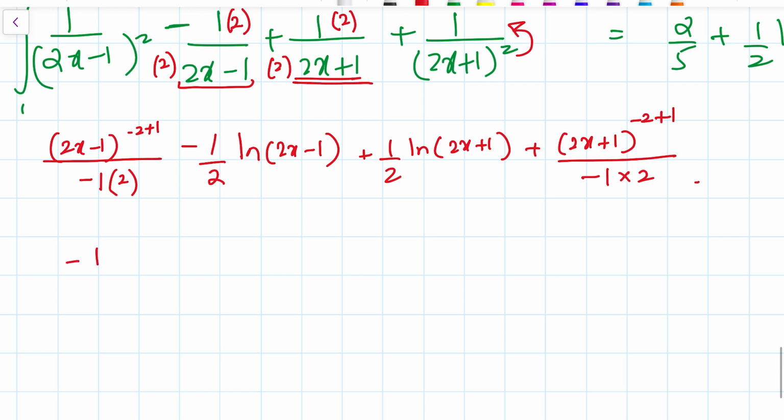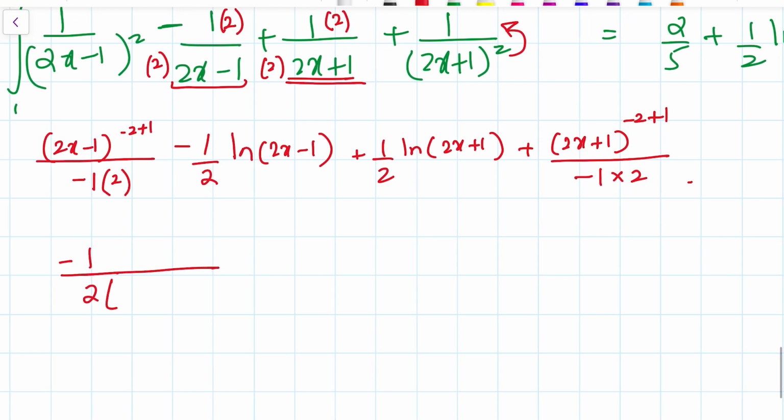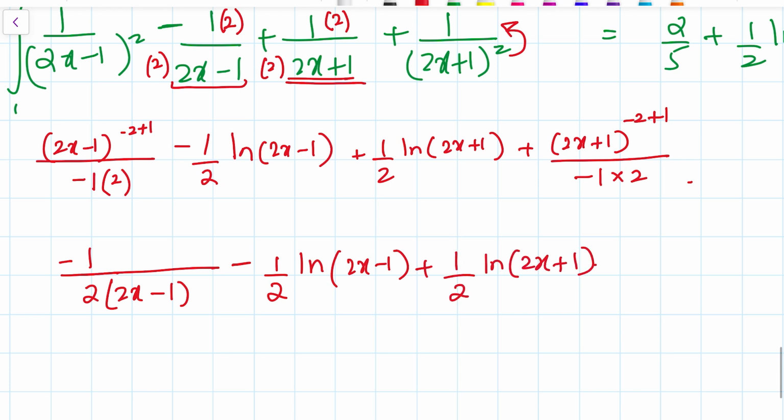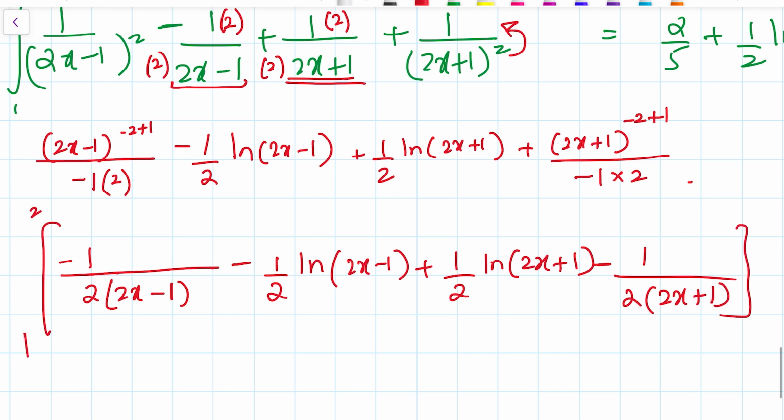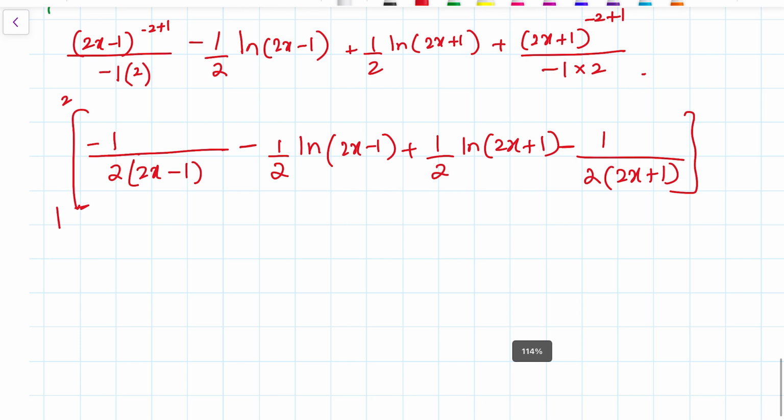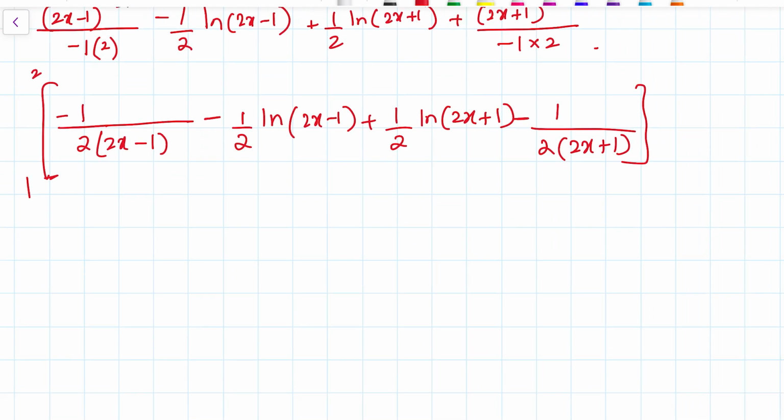Now, minus 1 upon 2. This goes in the numerator, becomes 2x minus 1, minus half ln (2x minus 1), plus half ln (2x plus 1), minus 1 upon (2x plus 1). Now the limits are 2 and 1. After integration, we do not write the integration sign. We write brackets and then we put the limits.